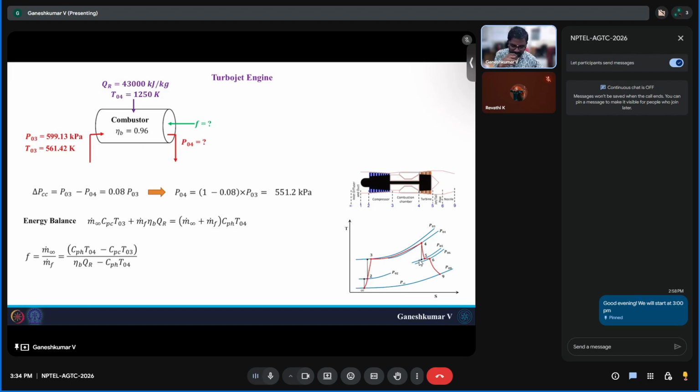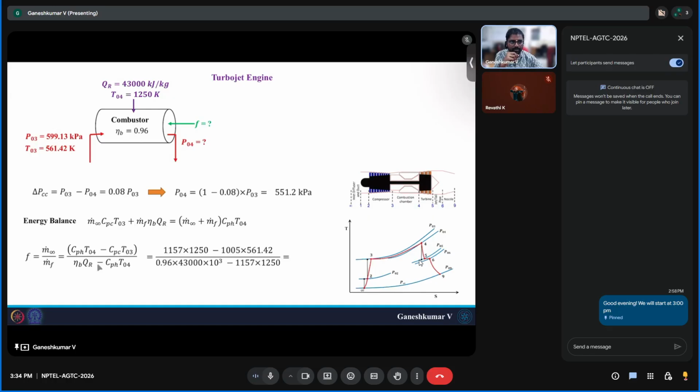If I do that rearrangement, it is going to be something like this relation. What I'm trying to say is you need not remember this relation. You just need to know the energy balance: what is coming in, whatever is entering. One is air entering, another is fuel entering, and what is leaving. So you just need to calculate that. And once you can devise this formula, you can simply rearrange to get F.